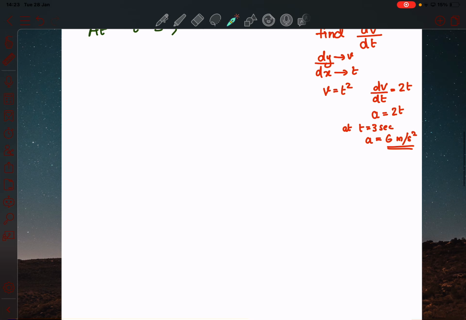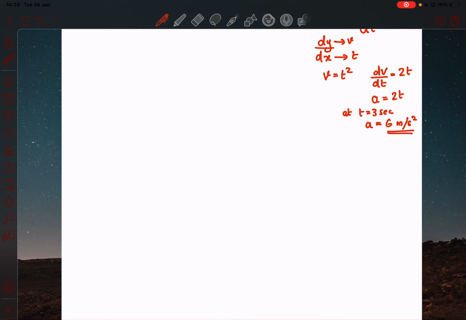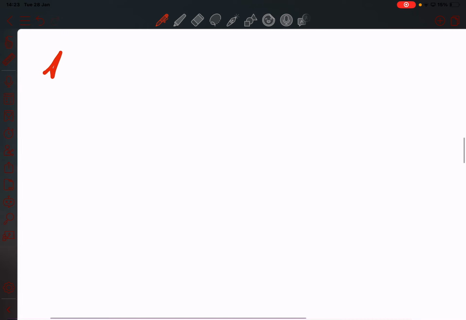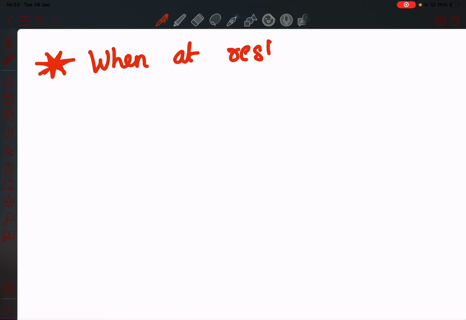Last thing that I want you to remember. Now, these are like extreme cases. When something is at rest, that means when something is not moving, what will be your velocity? 0. So if you want to check if something is moving or not, all you have to do is check if the velocity is 0. That's one idea.